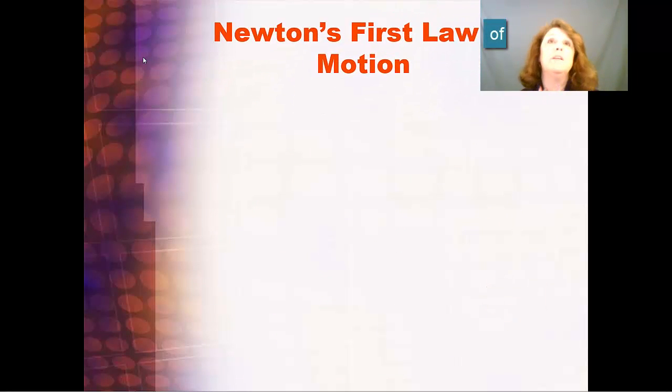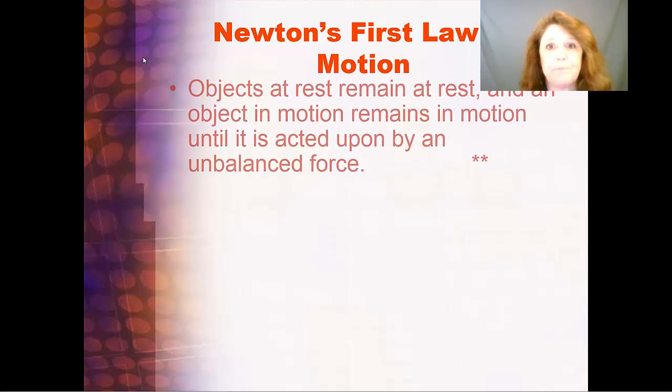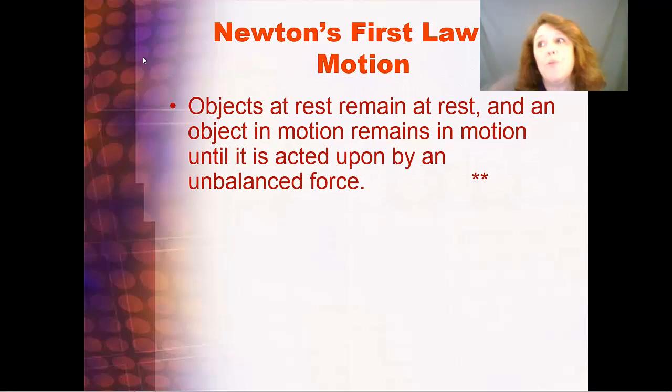So this Chapter 11 is where we cover all of Newton's laws of motion. There are three of them, and the first one is all about inertia. If you go through the official text, it's objects at rest remain at rest, and an object in motion remains in motion until it is acted upon by an unbalanced force.